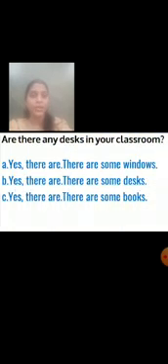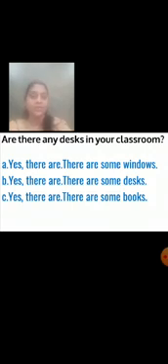Are there any desks in your classroom? I repeat, are there any desks in your classroom? Option A, yes, there are. There are some windows. B, yes, there are. There are some desks. C, yes, there are. There are some books. Now, students, read the question carefully. What thing is asked in the question? What is the question asking? Are there any desks in your classroom? The question is asking about the desks.